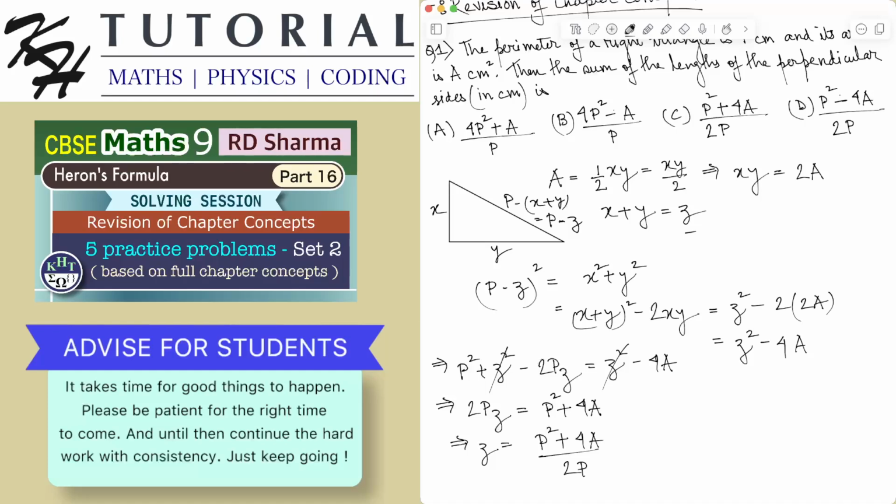So the value of the sum of the lengths of the perpendicular sides, which I have assumed to be z, that is x plus y, is p square plus 4a divided by twice p. So the correct choice is C.